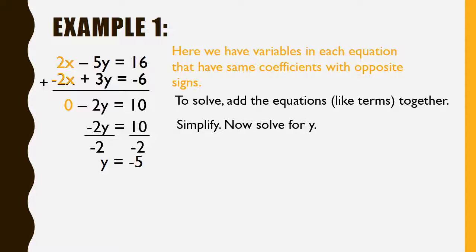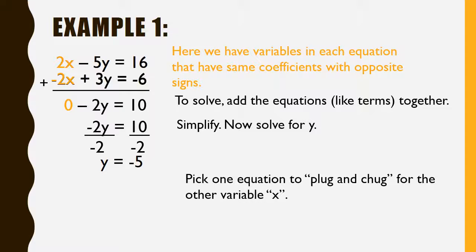We need to find the other, the x. So we're going to pick one of our equations and plug and chug the y value into the equation to solve for the variable x. So we're going to use 2x minus 5y equals 16. If we substitute negative 5 in for y, we would have 2x minus 5 times negative 5 equals 16. So that simplifies to 2x plus 25.